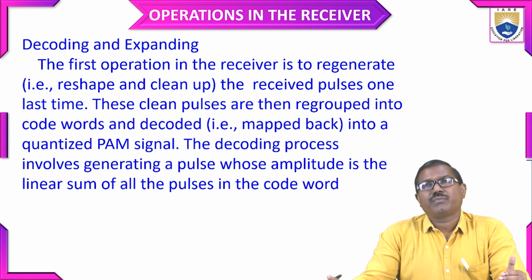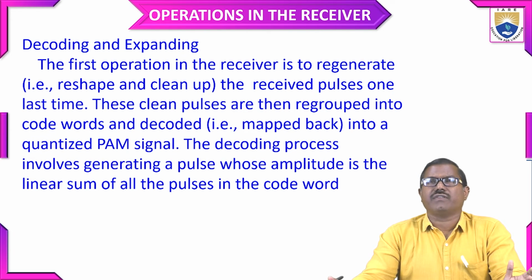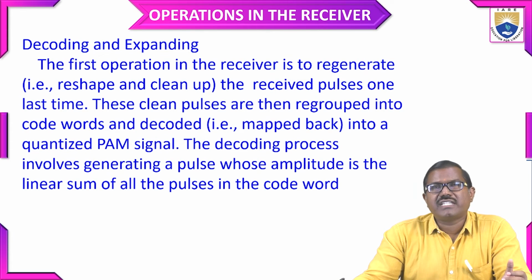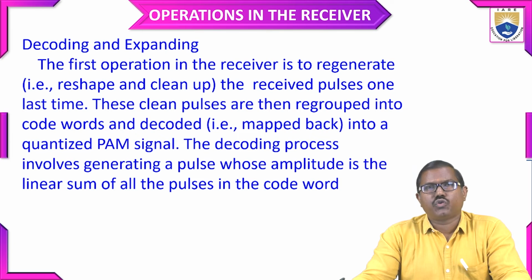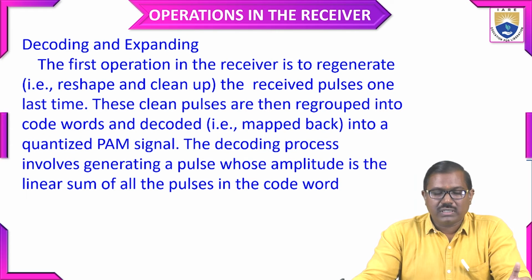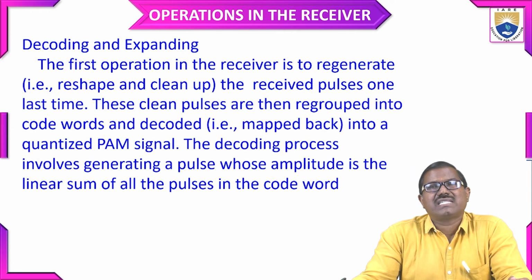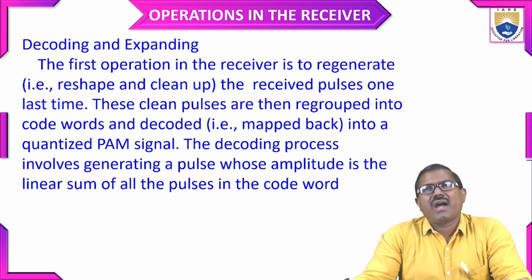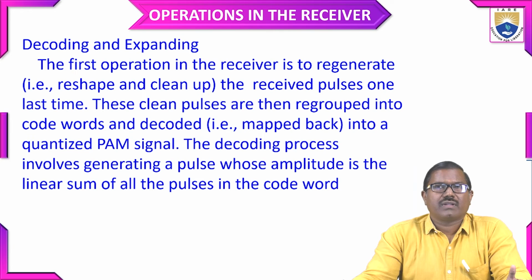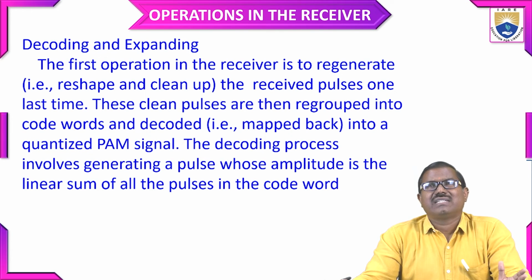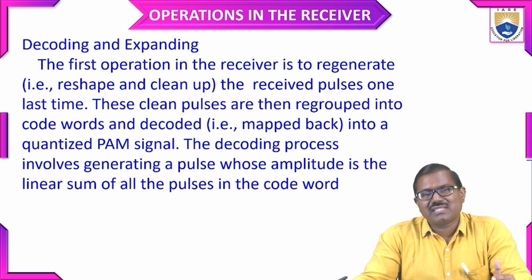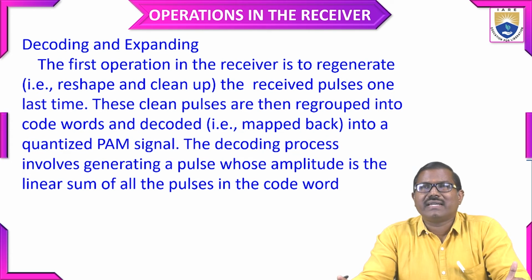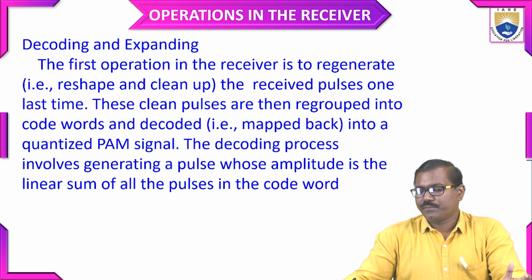So what are the operations in the transmitter? The reverse operation is done in the receiver. So the decoding process involves generating a pulse whose amplitude is the linear sum of all the pulses in the code word. So here we are going to do decoding and expanding. So these are nothing but the reverse process of whatever is done in the transmitter.